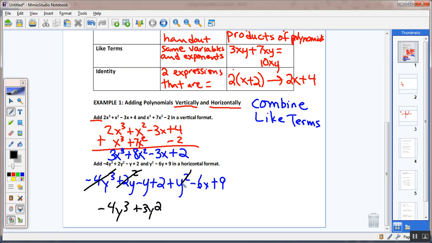And again, I don't doubt that you know how to do this part right here, but help me finish it. How about some y's, guys? I've got a minus y and a minus 6y. What's that going to combine to? Negative 7y. Mm-hmm. And then the plus 2 and the plus 9 is? Plus 11.